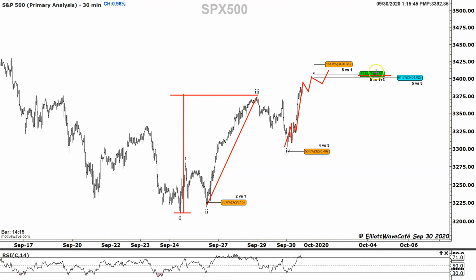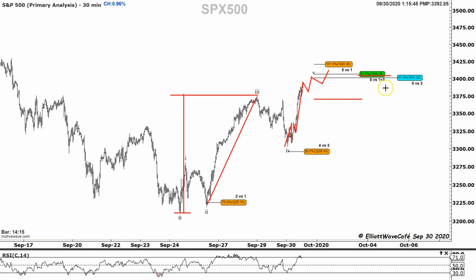That's the 618. The next one that I'm watching, since we already passed equality with wave 1 somewhere below at these levels, I'm watching equality between this final wave 5 that's in progress and this wave 1. So we passed equality, and the next level that's extremely important is 161.8 multiple of that wave 1. So that comes at about 3420. So I'm starting to get a cluster of zones in here that are telling me that this is somewhere where this fifth wave should top, and then we're going to get a corrective move lower.